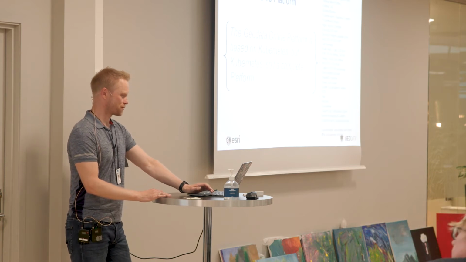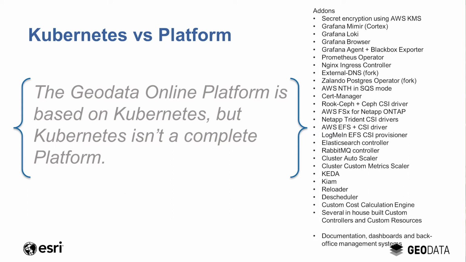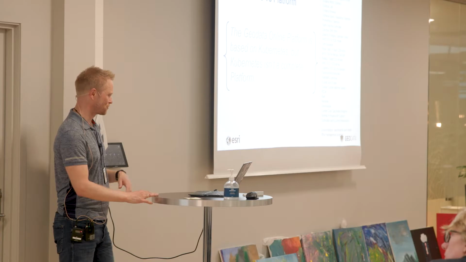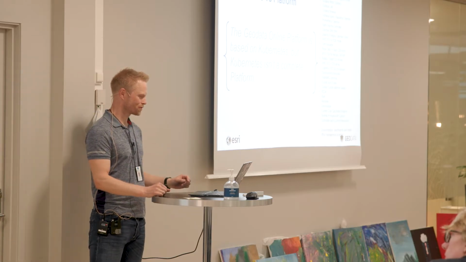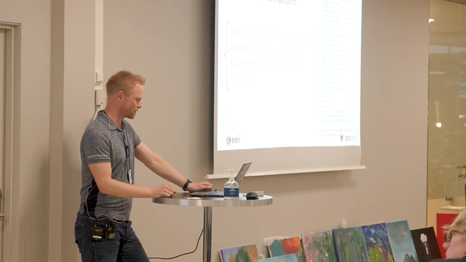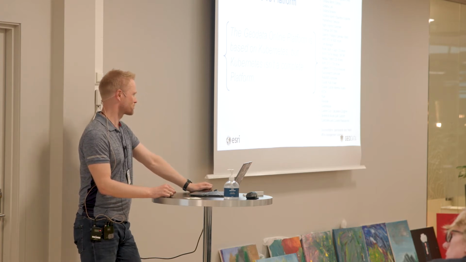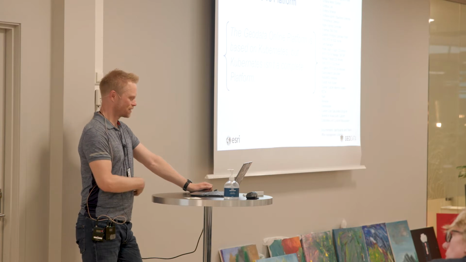So we're using Kubernetes as the core of our platform, but of course the platform is more than Kubernetes. Kubernetes by itself doesn't solve much. It's like a state machine. This is the current state, this is the desired state, try to get from there to the desired state. But we need more than this for making a full-fledged internal platform, also back office systems. So we're running a lot of add-ons. I'm not going to go through the complete list here, but something worth mentioning is that we have built several in-house custom controllers and custom resources to help our teams be more efficient.